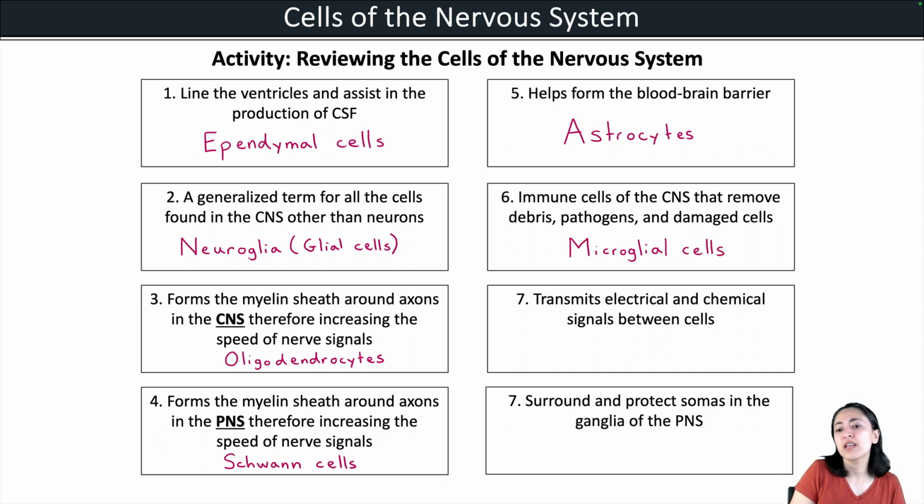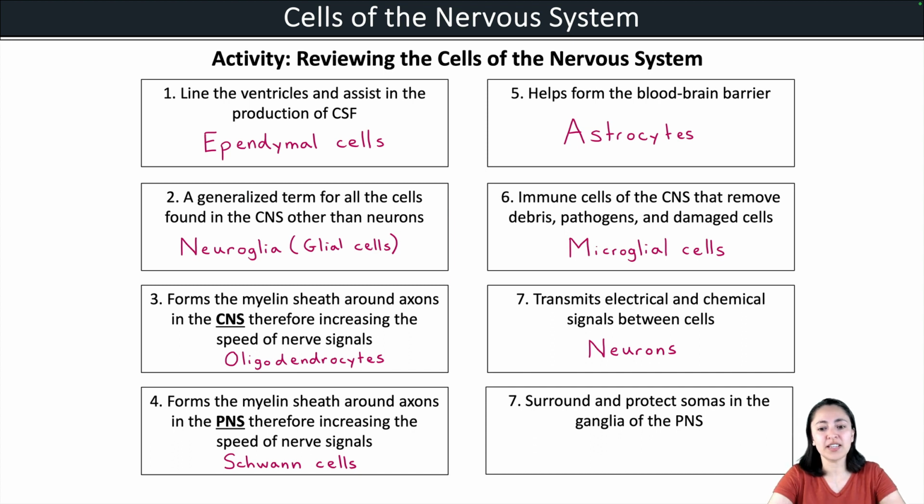And then number 7, these cells transmit electrical and chemical signals between cells. Well, this isn't actually a glial cell here. This is a neuron. So remember, within the nervous tissue, we either have neurons or glial cells. And neurons are the cells that are actually transmitting electrical signals and chemical signals to communicate between cells. They're carrying out the major function of the nervous system.